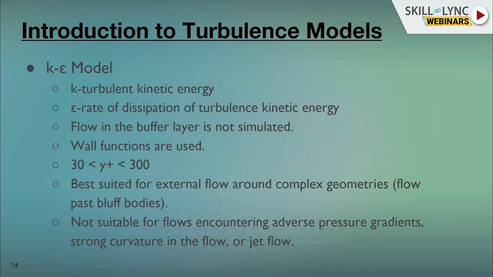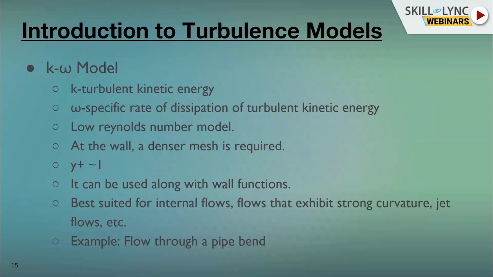And this is another famous model, the K omega model, where K is the turbulent kinetic energy and omega is the specific rate of dissipation of turbulent kinetic energy. It is otherwise called a low Reynolds number model. And here we try to capture the viscous layer and buffer layer.